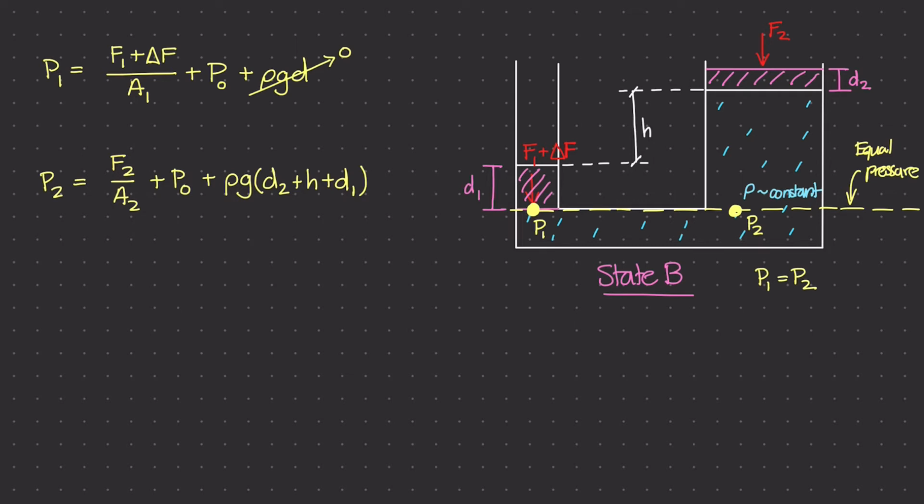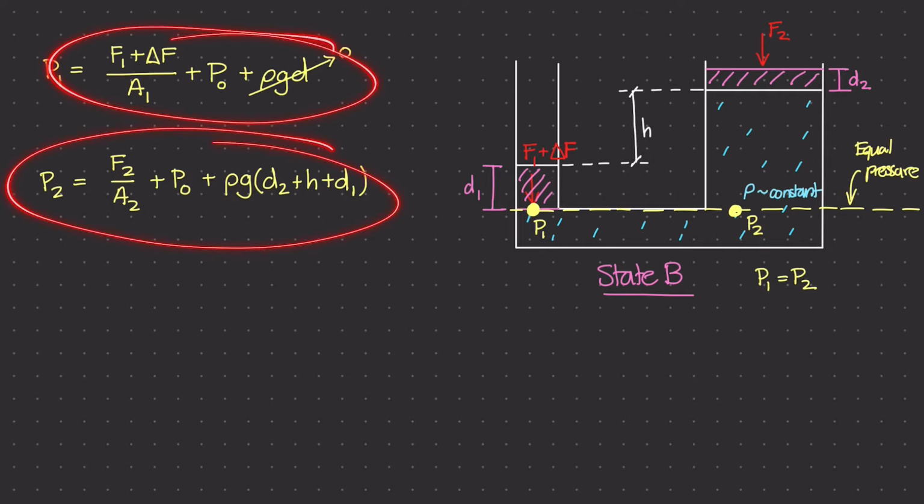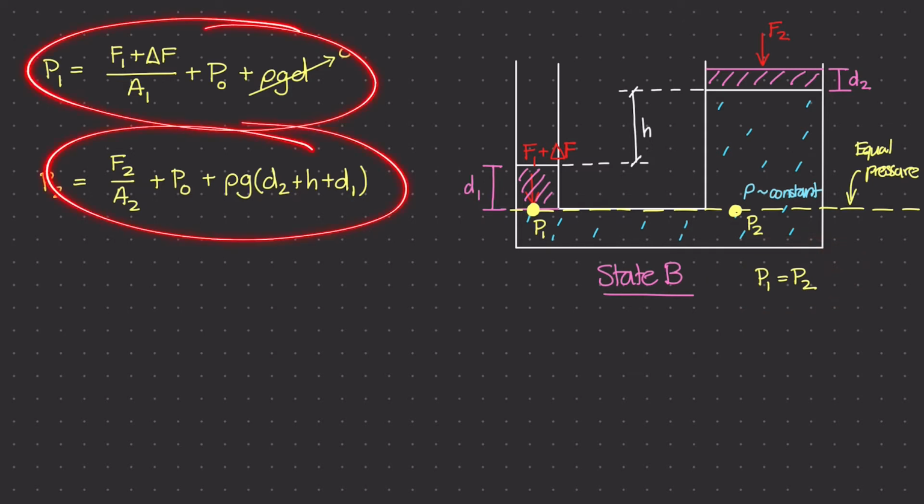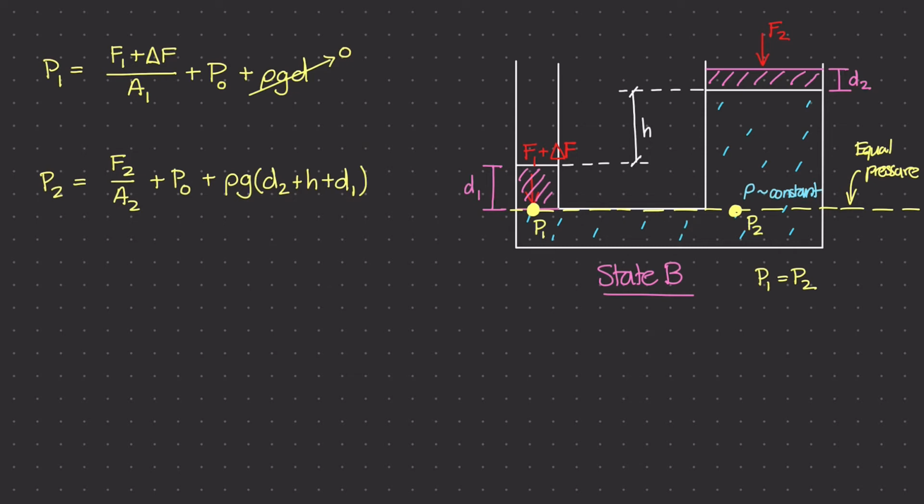Now we have these two equations for pressure 1 and pressure 2. Now remember, pressure 1 and pressure 2 are equal, so we can actually set these two equations equal to one another. So pressure 1, remember, is F1 plus the additional force over A1 plus P naught is equal to F2 over A2 plus P naught plus rho G D2 plus H plus D1. Okay, so I just set those two equations equal to one another.